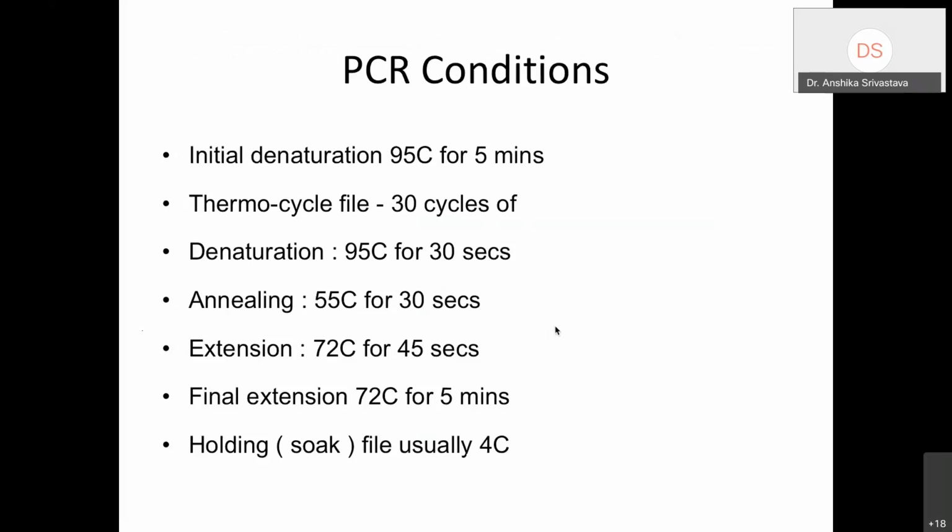So first you can have the initial denaturation at 95 for 5 minutes, and your thermocycler can be put to 30 cycles of denaturation, that is 95 degrees Celsius for 30 seconds, annealing at 55 for 30 seconds, extension at 72 for 45 seconds, and then final extension at 72 for 5 minutes. And then you can hold the reaction at 4 degrees.